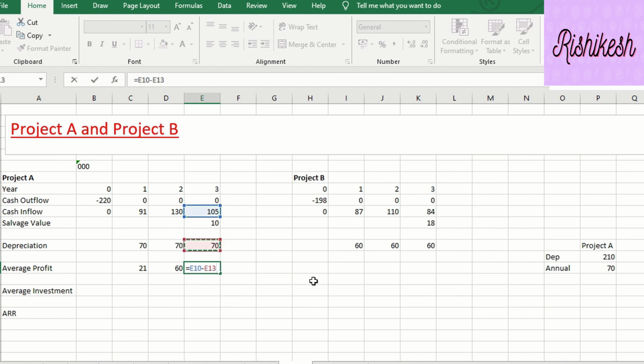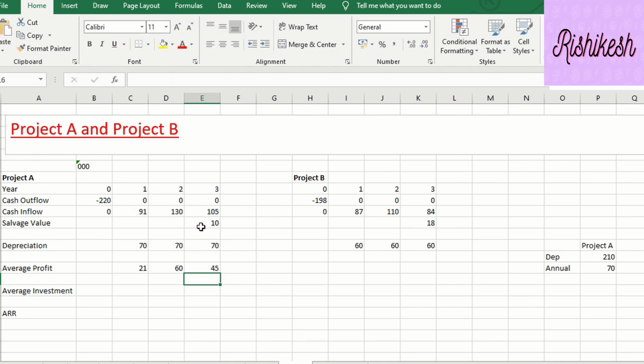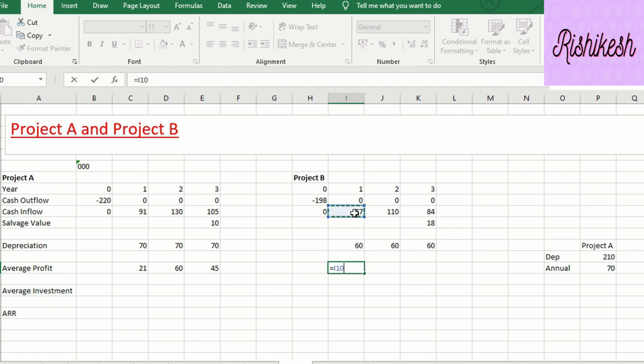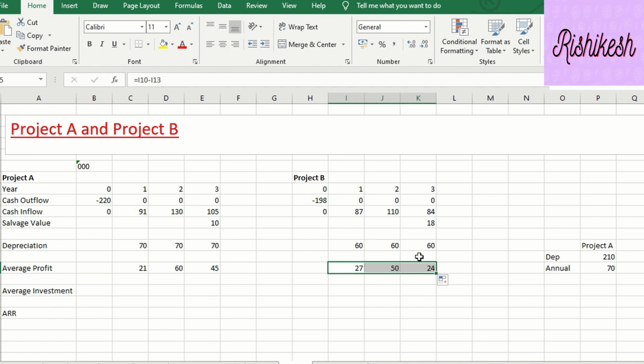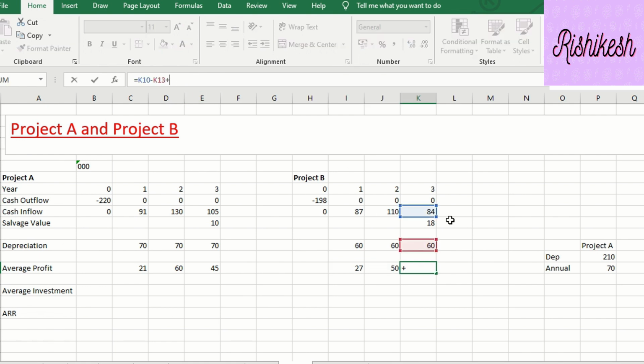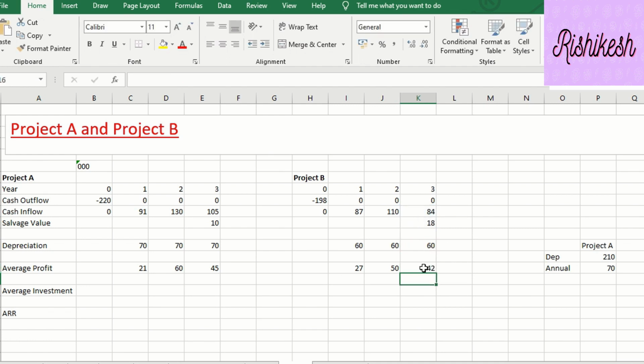minus 70. But then there is a salvage value also. So salvage value means if you sell it, what is the value that you will get? So it's a cash inflow kind of a thing. So we'll do plus 10. So this will become the profit, right? Similarly for here, I can calculate the profit as 87 minus the depreciation that is there. So if I just copy paste the formula, I can just find out the profits for different periods, except in this case I have to add the salvage value as well. Right, so this will become the profit.